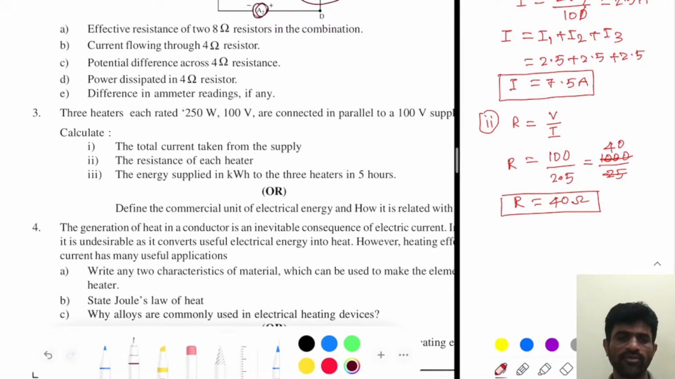When we want resistance, which formula do we use? R is equal to V by I. We already have V, it is given as 100, and we got I as 2.5. We take the current across one heater, because we want the resistance of one heater. So the current across one heater is 2.5 amperes. So R is equal to 100 by 2.5, which is 1000 by 25. We get 40 ohms.